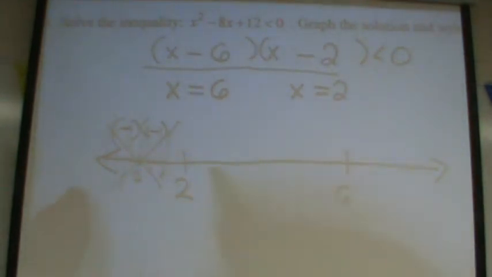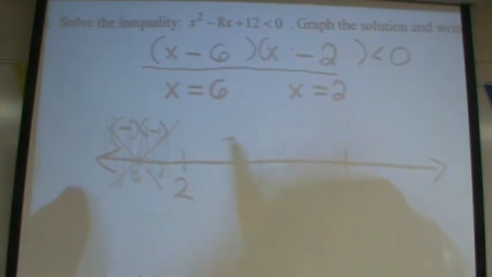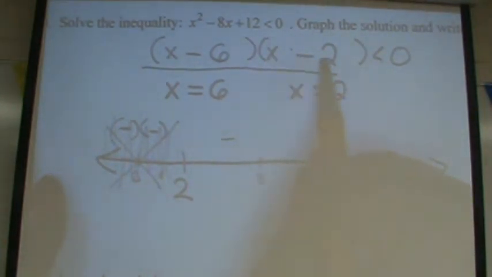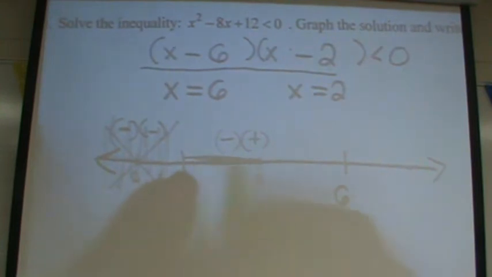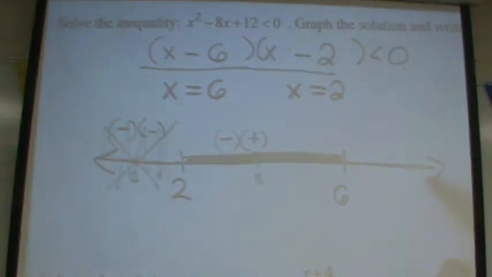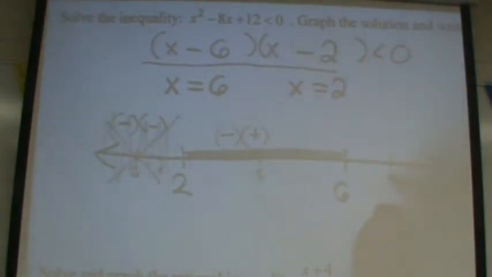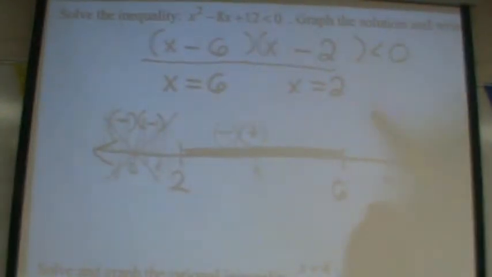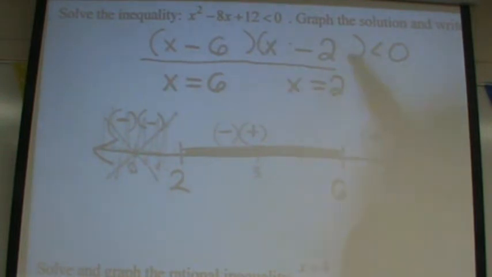Now if you put a number in between this interval, let's test the number 3. 3 minus 6 is a negative number. 3 minus 2 is a positive number. A positive times a negative is a negative, and a negative is less than 0. So this region will work, right in between here. Now if you picked a number in this region, like 8, 8 minus 6 is positive, 8 minus 2 is positive. A positive times a positive is bigger than 0. This region would not work.